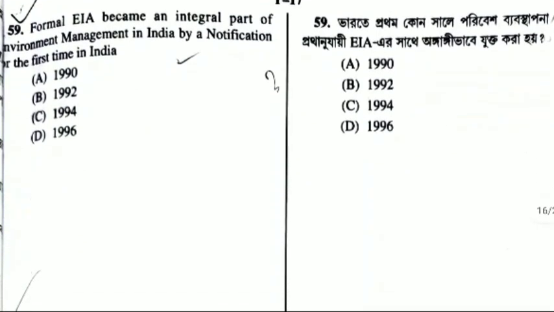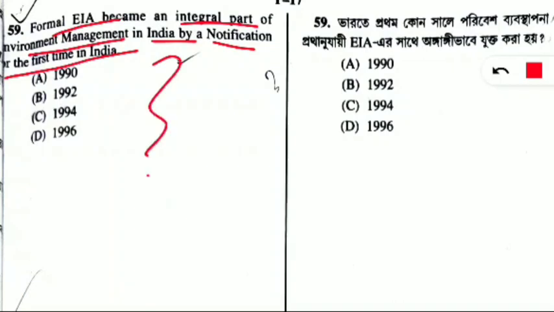Question 59, again from EIA. Formal EIA became an integral part of environment management in India by a notification for the first time in which of the following years? This thing you should know. It is also one of the frequently asked questions. It will be option C. In 1994, EIA became an integral part of environmental management in India.